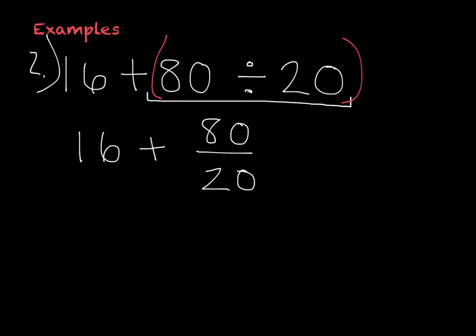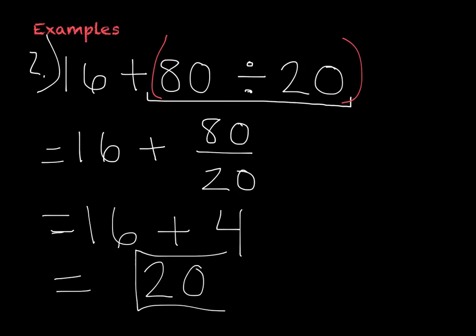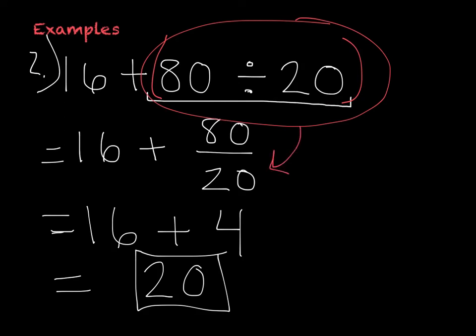Alright, so 16 is going to hang out. Now what? You divide 80 by 20. What do I get? 4. Alright, last step. Add them together and you get 20. Okay, good. So at home, hopefully you got the same exact answer. And the important thing that we did there was taking this division and changing that into fractional form.